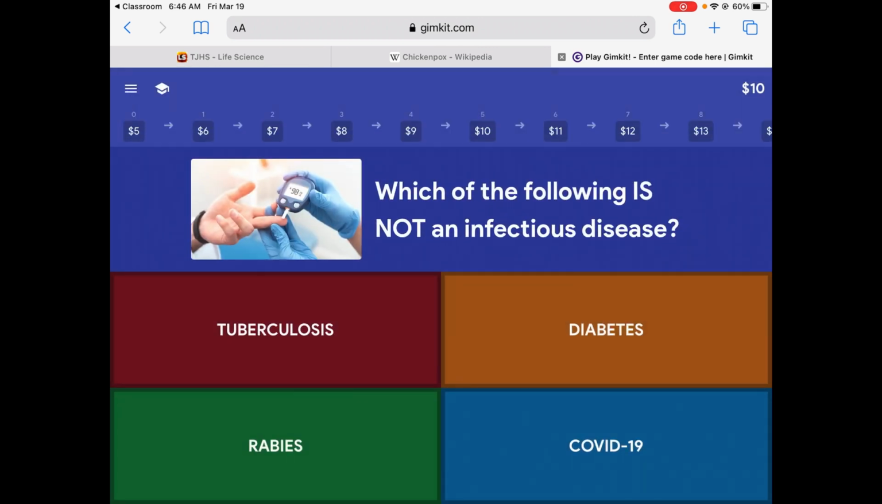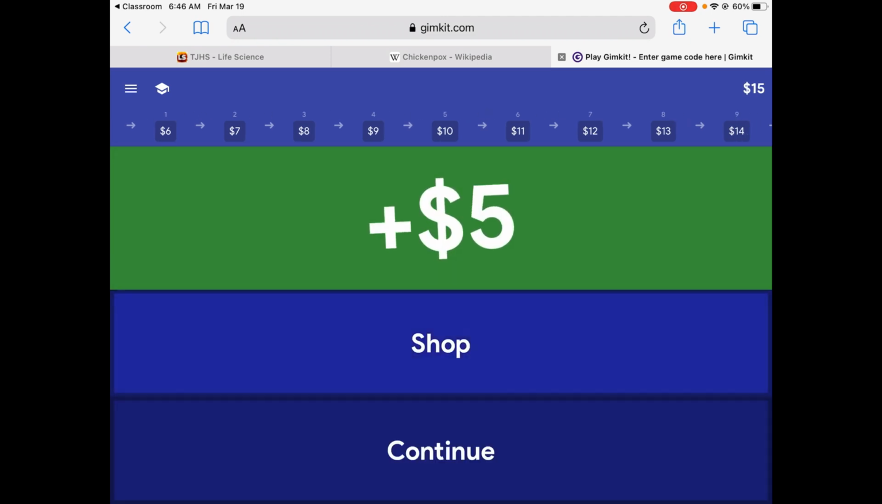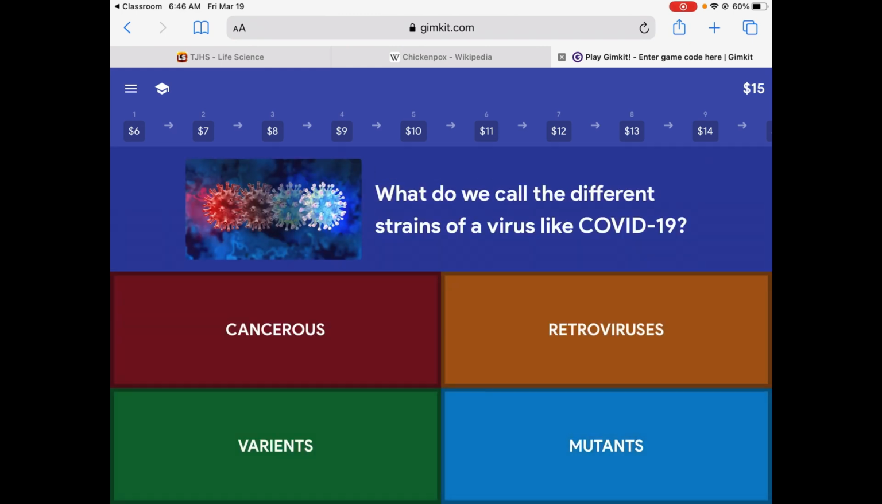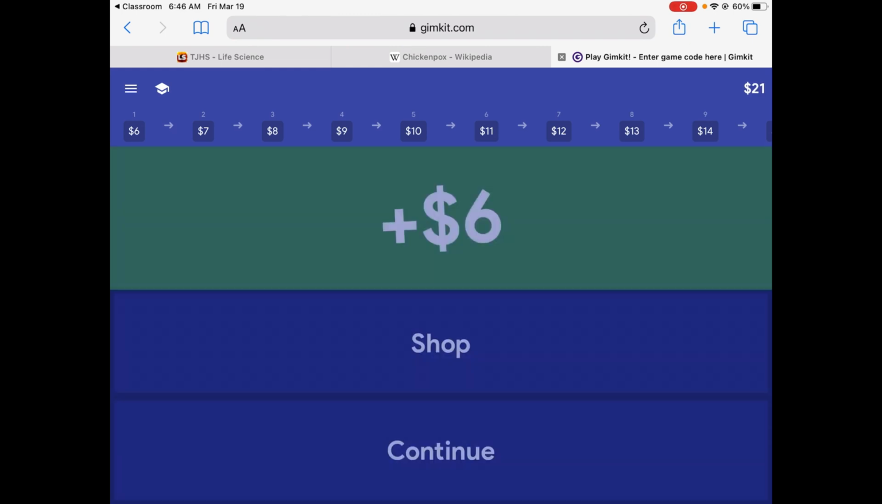Which of the following is not an infectious disease, one that you can't catch? And that would be diabetes. I would have only gotten $1 for that question before if I hadn't upgraded. So I'm going to continue. What do we call the different strains of COVID? We call them variants. That was from our story.